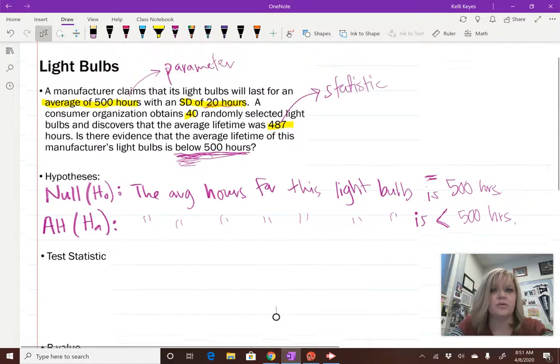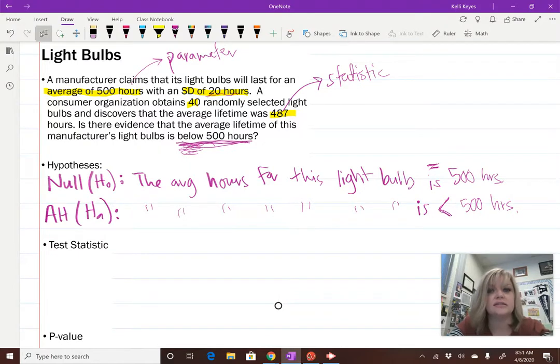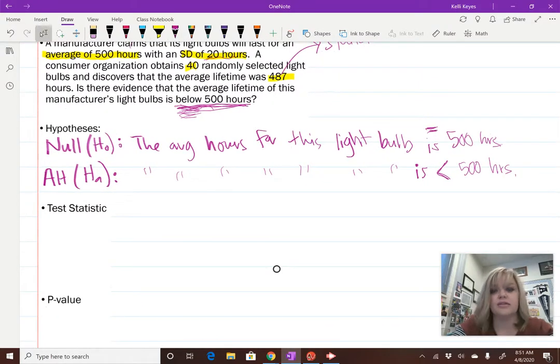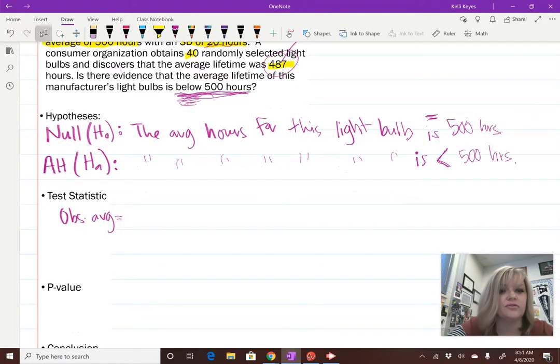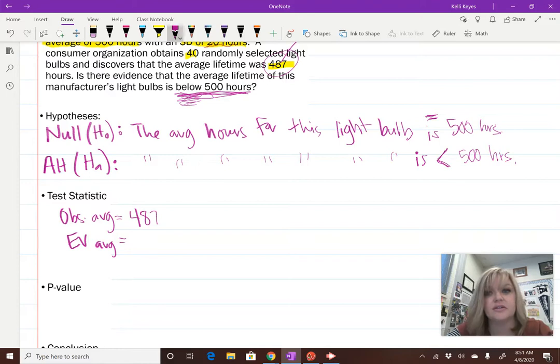Now to find the z-score or the test statistic, we need to find three things out. What's the observed average? That comes from the sample. So that's the statistic right there, 487. That's what they observed from their sample. What is the EV average? What can we expect? That will always be tied to the null hypothesis, because that's the parameter, or what they claim about the population. So EV average is 500.